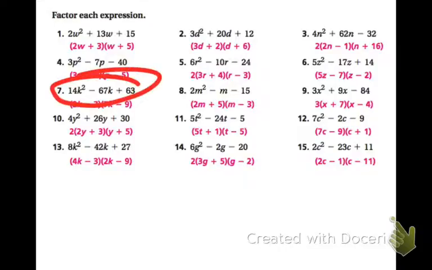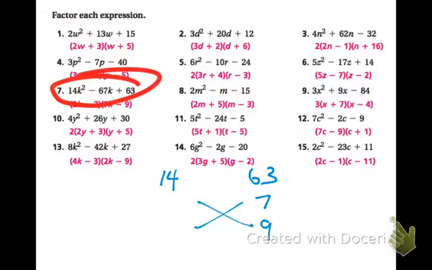Let's take a look at number 7 real quick right here. So we know that it's 14. I remember I always said start with the C, work with the A, and check with the B. We had the 63 that we had to work with, and we had to think of the factors, and that would be 7 and 9. And then we also had 14, and you could think that it's going to be 7 and 2 probably. So you have to think of different combinations to make sure that the cross works.